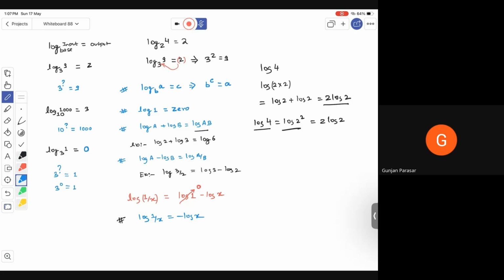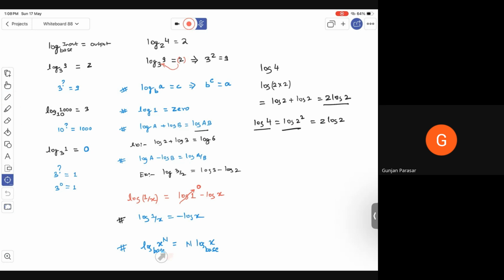Same way, any log you have, having power n, input is having power n, any base. Suppose maybe if you have such confusion, I'll write base as base only. Any base, the input given to him is x power n. So that is equal to n into log x, but with same base.